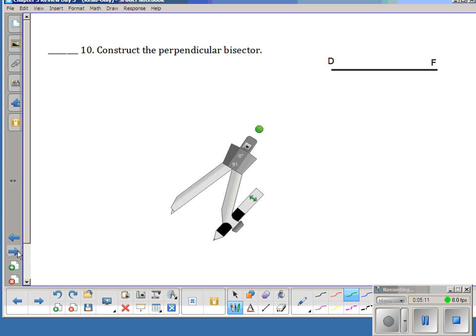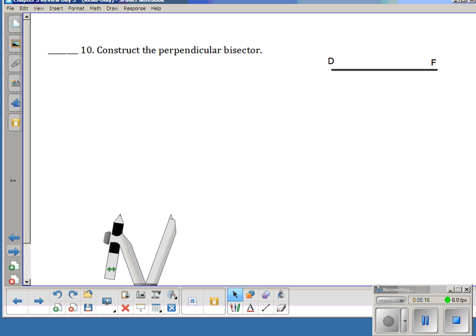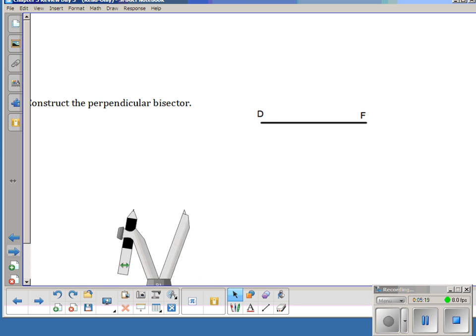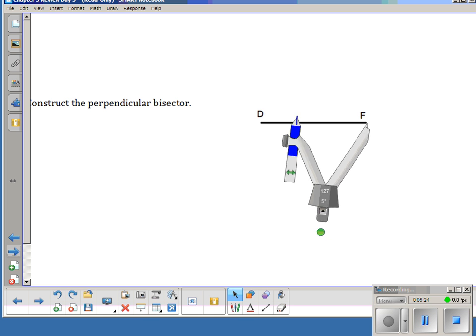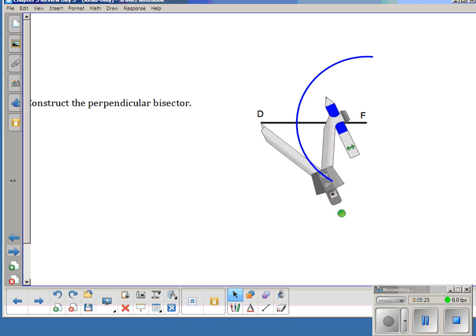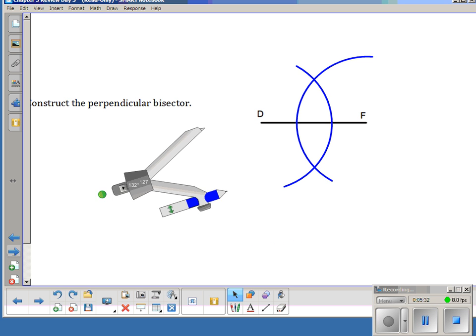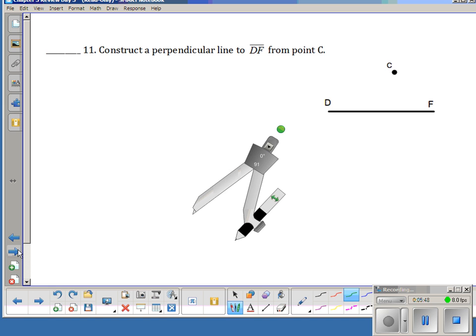Construct a perpendicular bisector. The only difference is, instead of using the point, I need the whole thing. So I'm going to go over here. I'm going to start at F this time. It really doesn't matter. And I'm going to go over halfway, make half of my football. Now I'm going to go over to D, make the other half of my football. And in this case, I want to bisect it, so I'm actually going to put the segment in. Now I know two things about that segment. I know that it's perpendicular because it's called a perpendicular bisector, and I know that those two sides are congruent.